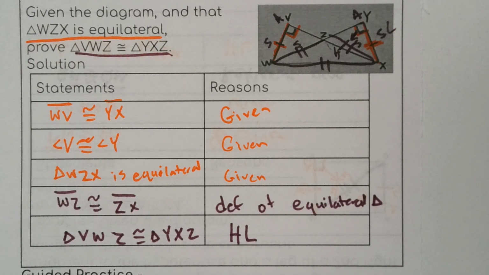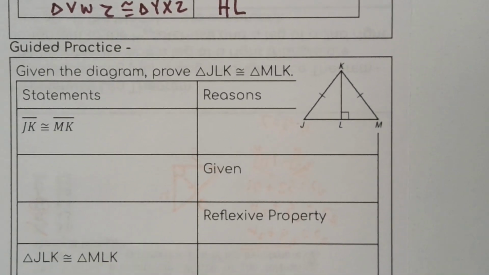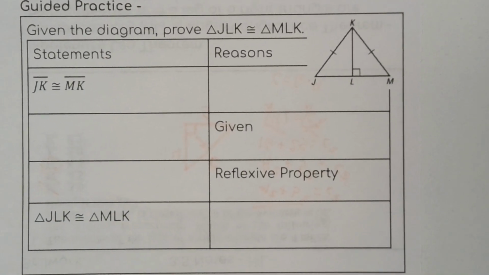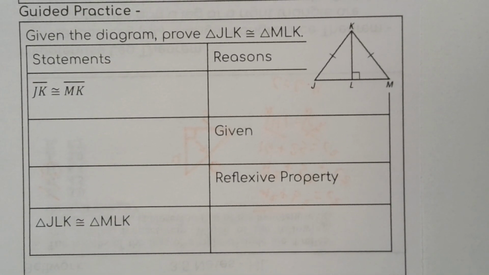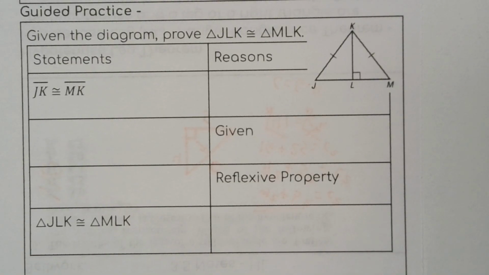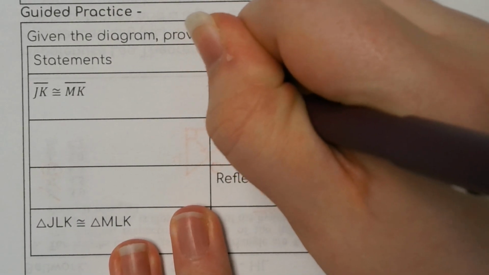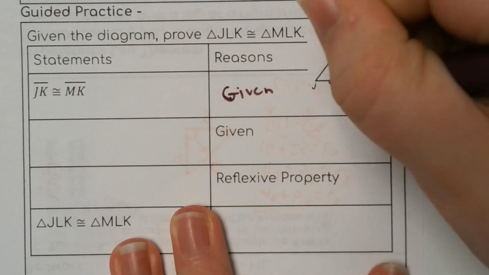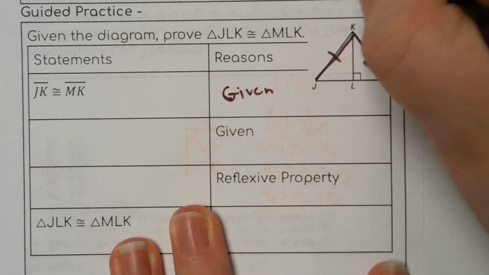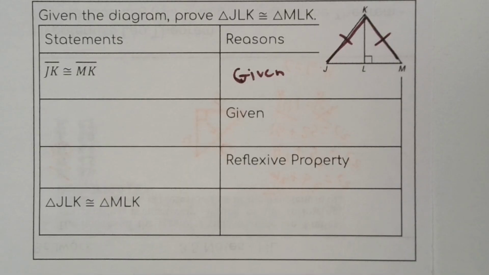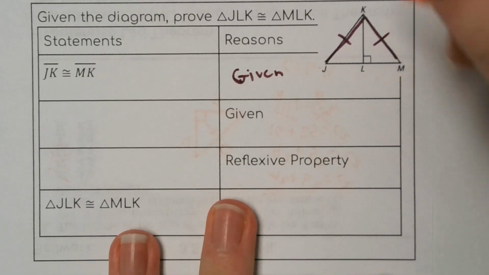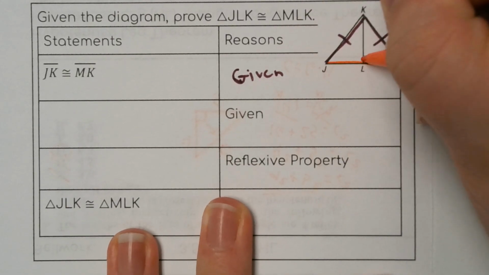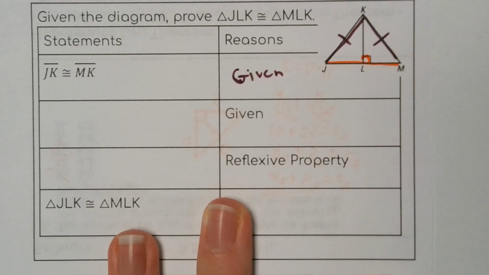Okay, go ahead and try the guided practice below. I'm going to give you a couple minutes. I'll be around to ask questions. Alright, so the first line is always what for the reasoning? The given. Okay, so that one said that JK is congruent to KM. Okay, we're also given that since this is a straight line, right, this angle would be 90. What would the other one also be?